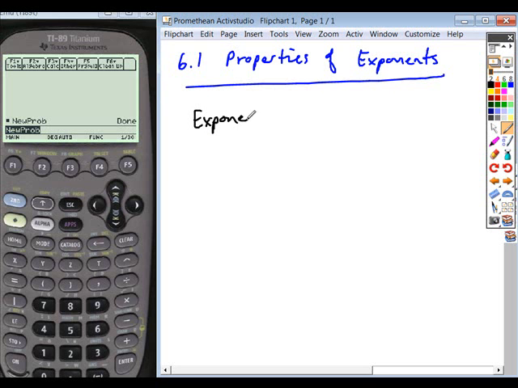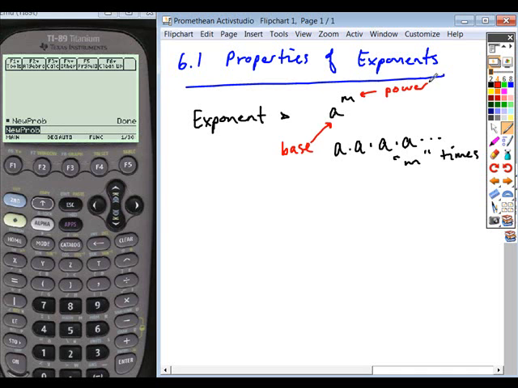Just really quickly, as far as what an exponent is, an exponent just represents repeated multiplication. So this means that a is being multiplied by itself m times. And as far as terminology, if you hear me refer to the a, whatever number is being repeatedly multiplied will be referred to as a base. The number of times that it's being multiplied by itself will be referred to as a power, and the whole thing generally is called an exponent.